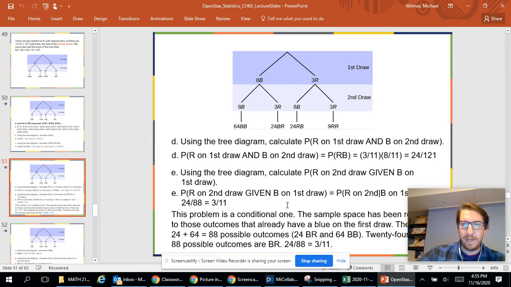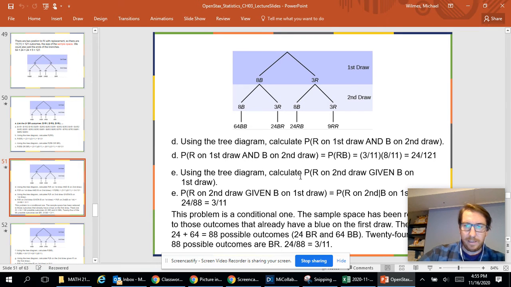Calculate the probability of red on the first draw and B on the second draw. So red on the first draw, 3 elevenths, and blue on the second draw, 8 elevenths. We take 3 elevenths multiplied by 8 elevenths, 24 over 121. Or we could take that total, the 24 total out of 121.